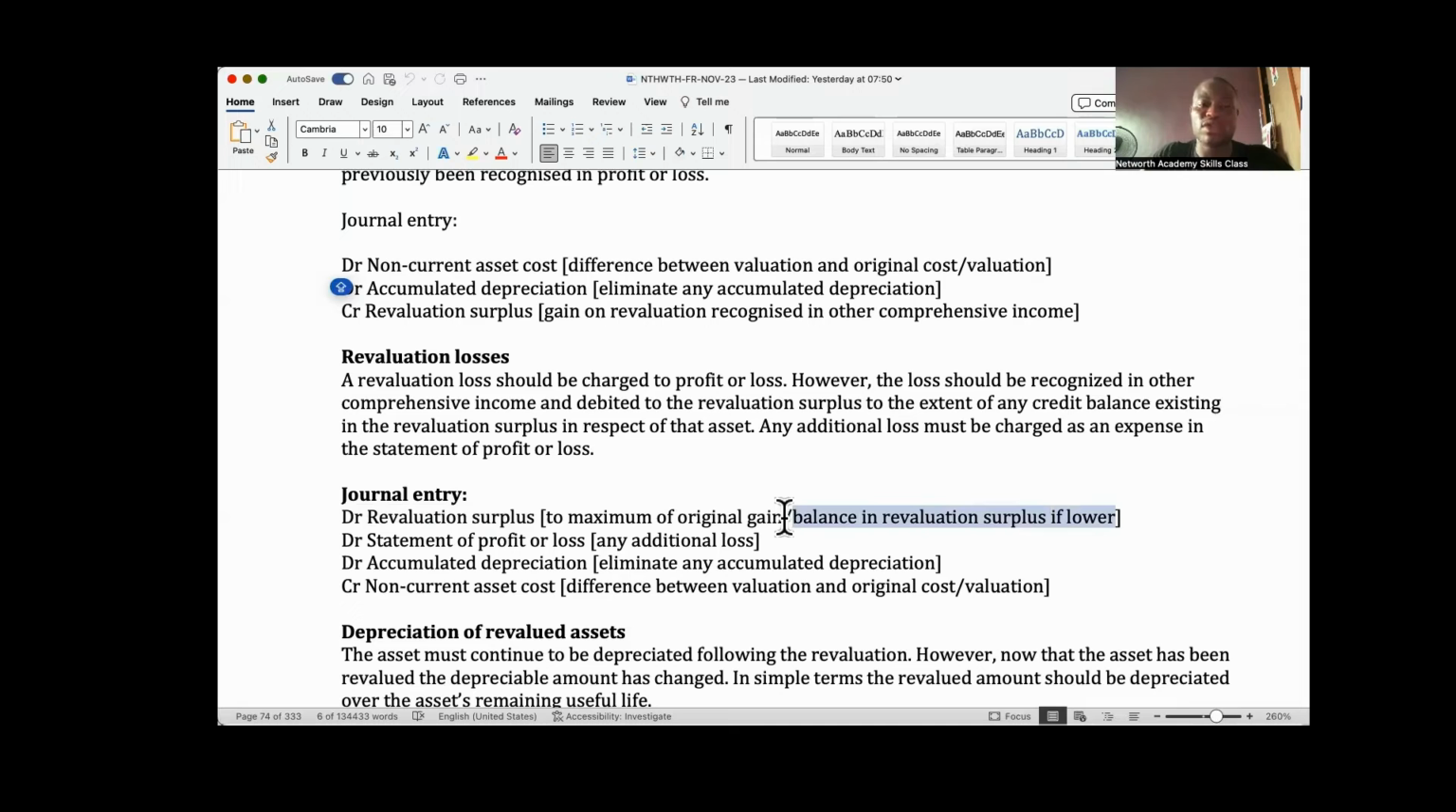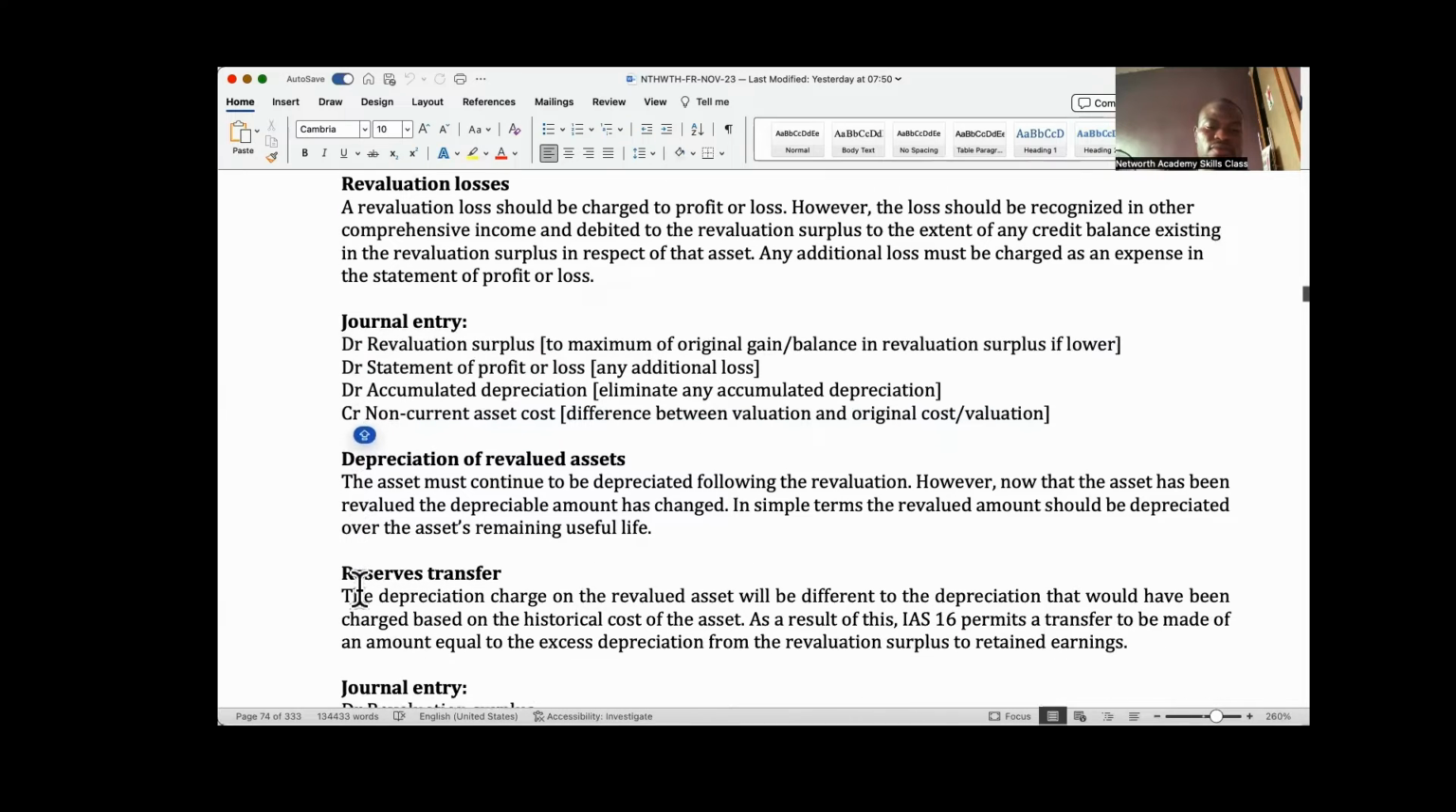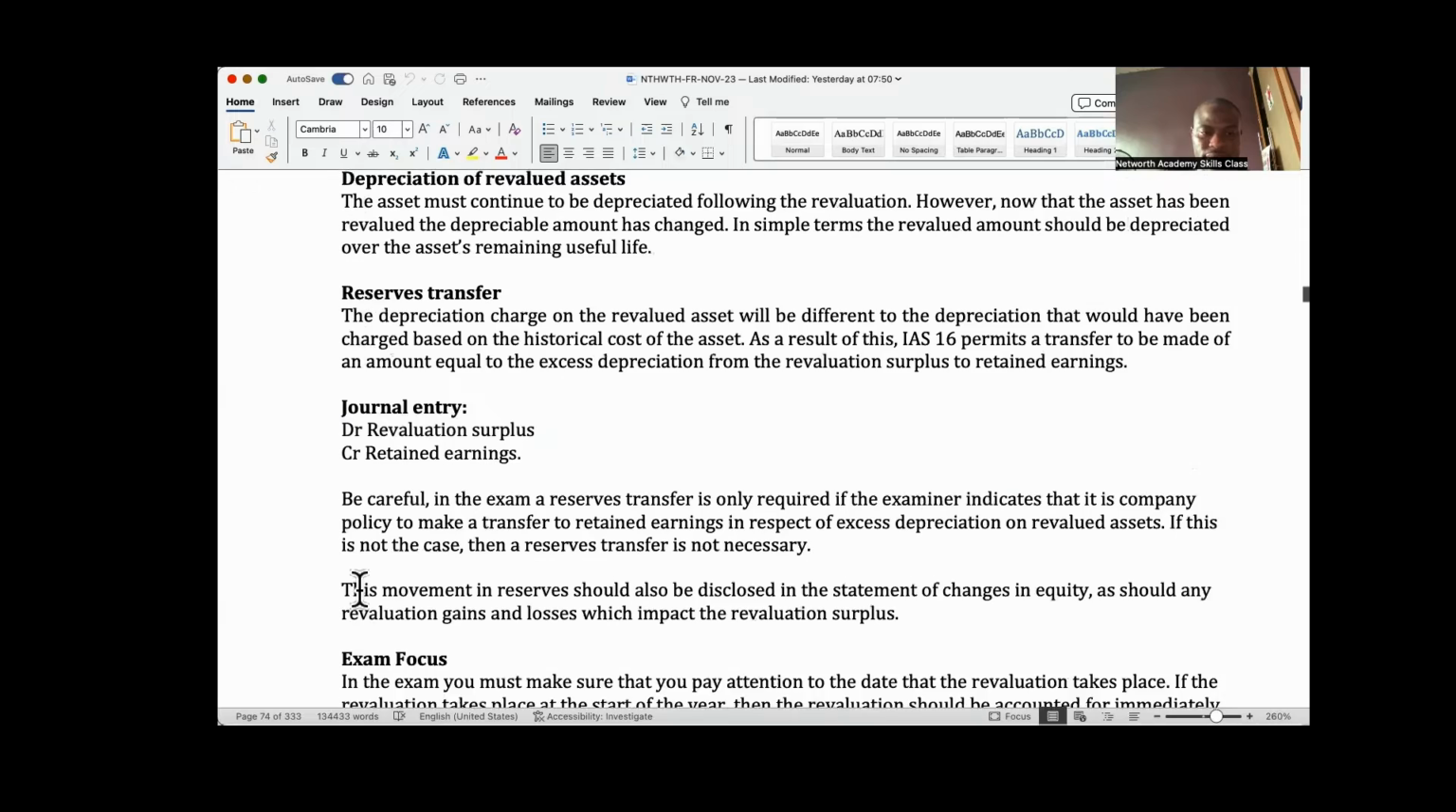If there's an earlier surplus, you would use it to net off these losses. Then any excess is what goes to P&L. And accumulated depreciation still has to be written off anytime there is a revaluation. And since this is a revaluation loss, the value of our asset is probably going down. Therefore, you credit your assets to reflect that reduction in the value of our assets.